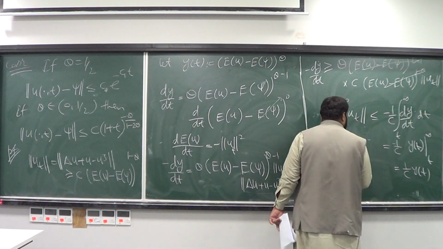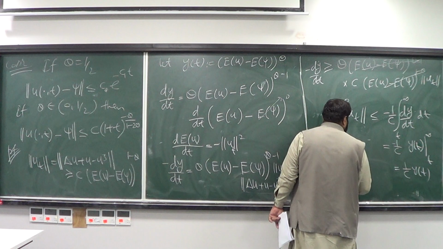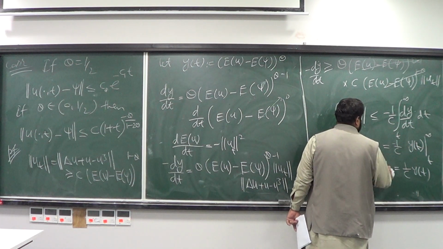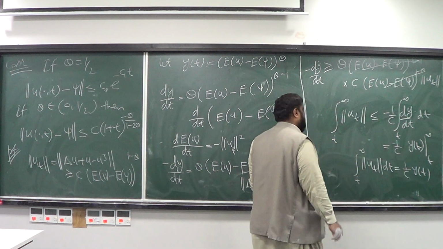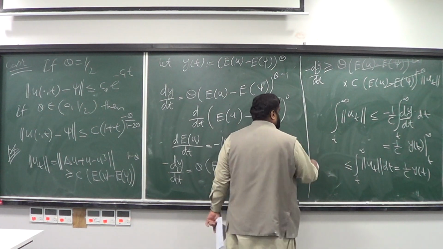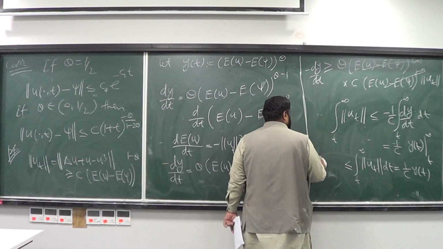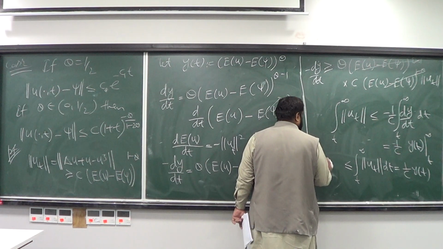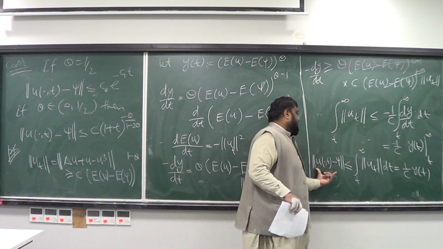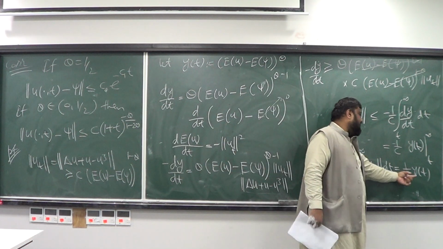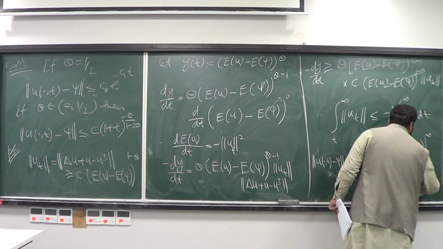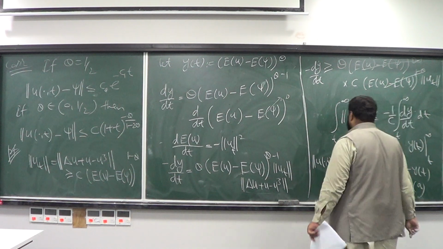And this is bigger than or equal to the integral from t to infinity of the norm of u_t dt actually. We also did this in our last discussion, that I can estimate this by the norm of u(t) minus psi. So in other words, this norm is less than or equal to this integral, which is less than or equal to y of t.